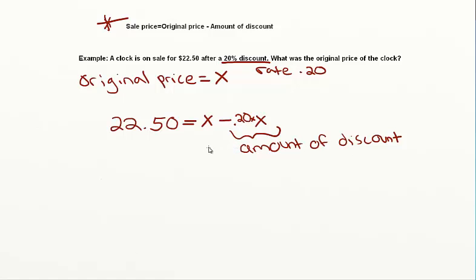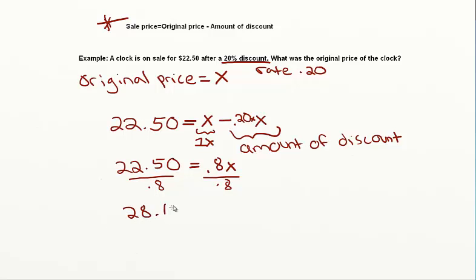And now we're going to do the simplification on the right side. So 22.50 is equal to x. So this really you can think about as 1x minus 0.2x. So 1 minus 0.2, we're going to get 0.8x. So we have 0.8x is 22.5. Now we're going to divide both sides by 0.8. And we are going to get 28.125 is equal to x.